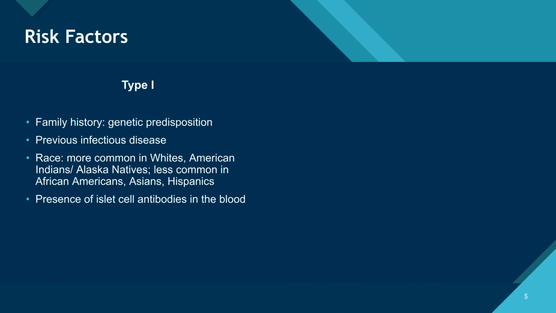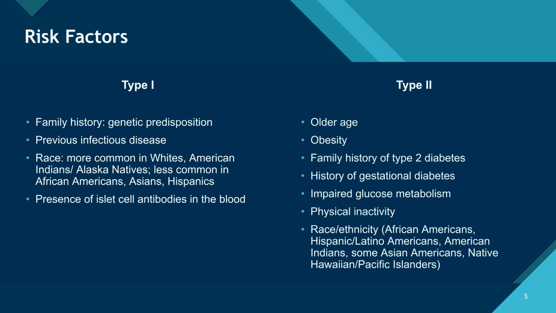Risk factors for type 1 include family history, previous infectious disease, race, and presence of islet cell antibodies. For type 2, risk factors are older age, obesity, family history of type 2 diabetes, history of gestational diabetes, impaired glucose metabolism, physical inactivity, and certain race/ethnicities.